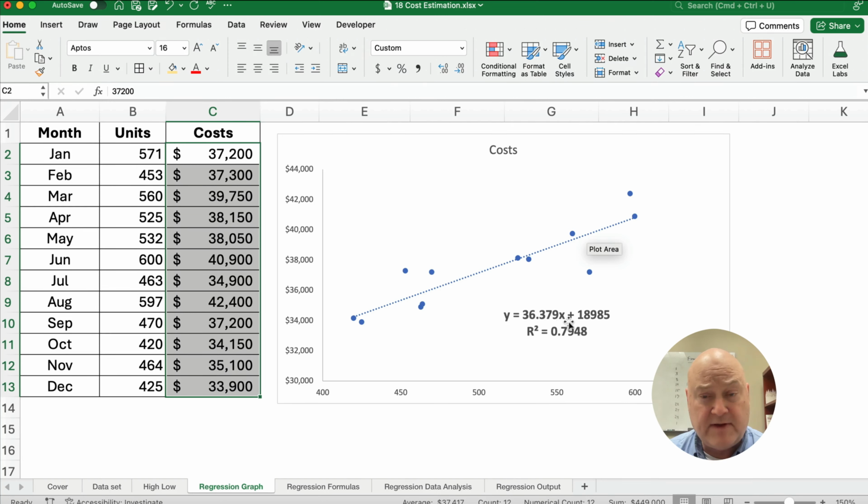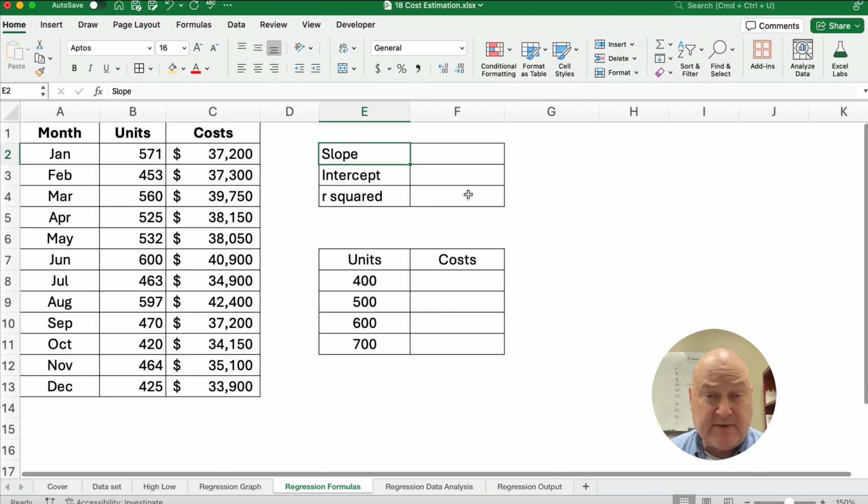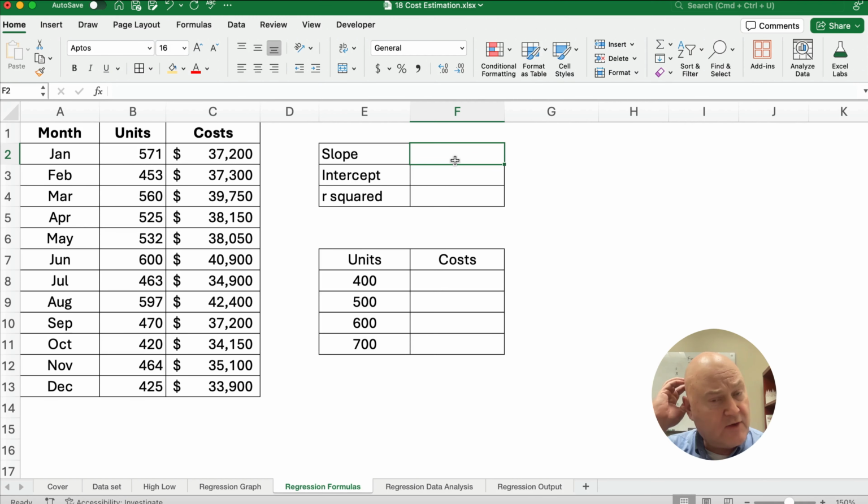36.379 is the slope. 18,985 is the intercept. And the r squared is 0.7948. So we can get those numbers directly without doing it in the graph.